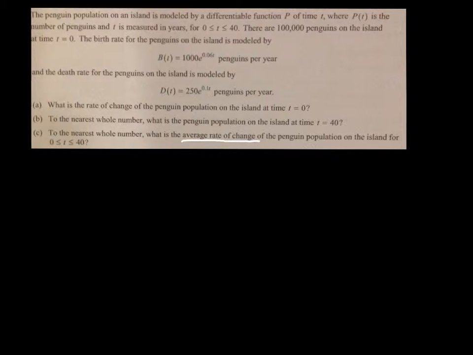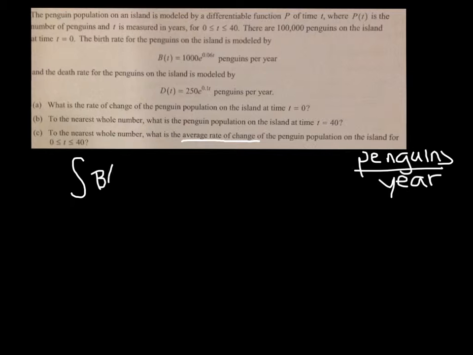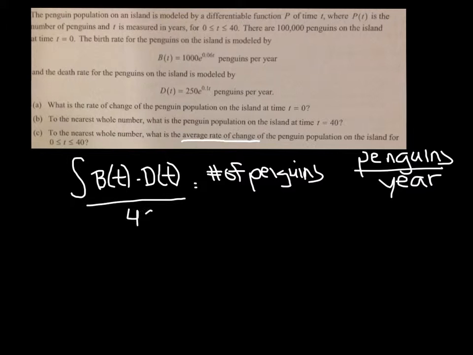Now, part C says to the nearest whole number, what is the average rate of change? So basically, we want our answer to come out in the units penguins per year. Now we have two ways of doing this. We could do the integral of the rate, which is b of t minus d of t, because the integral of the rate would give us the number of penguins, and then I would divide that by the number of years, which is 40. Dividing it by years, you can see my units would be accurate, and it would be from 0 to 40.